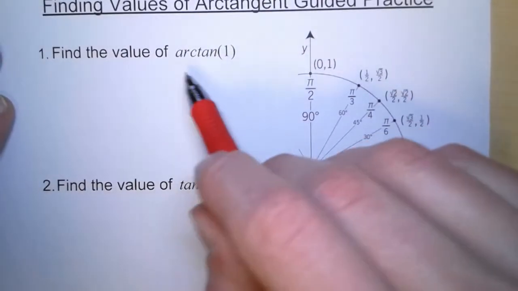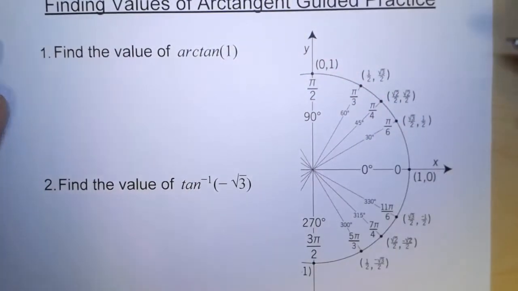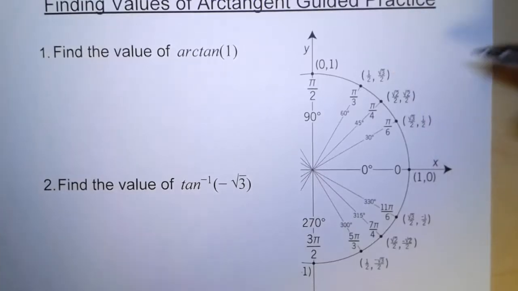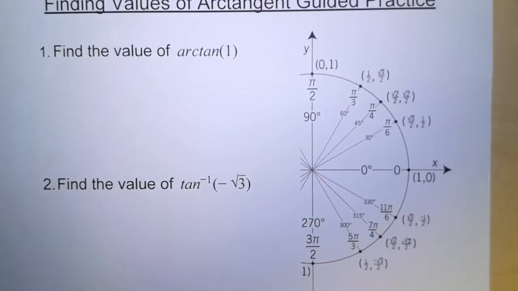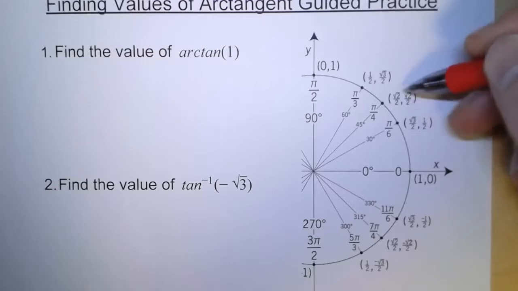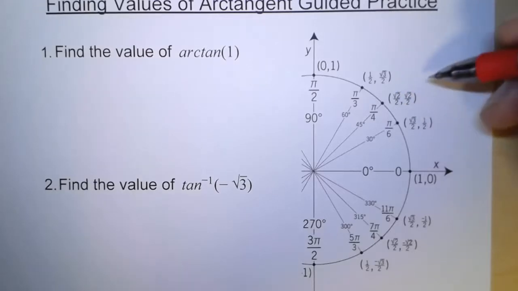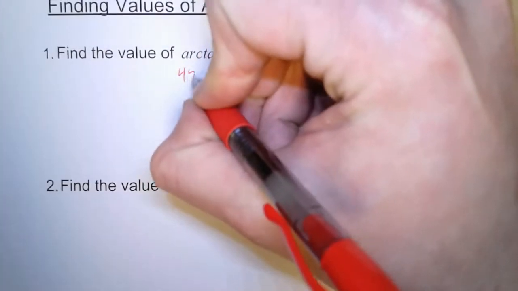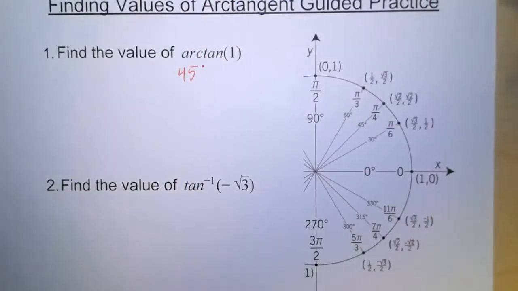So for number 1, we want to find arctan of 1. So the question is, which point, when you divide the y value by the x value, would give you 1? Well, anytime you divide two numbers and get 1, that means the two numbers have to be the same. And the only time that happens is right here. Radical 2 over 2, radical 2 over 2. So that angle is going to be 45 degrees, like that.